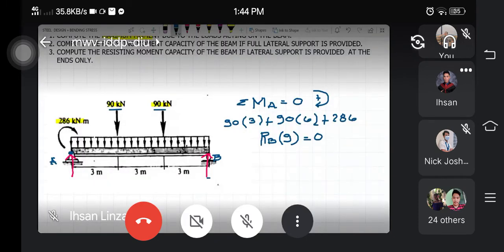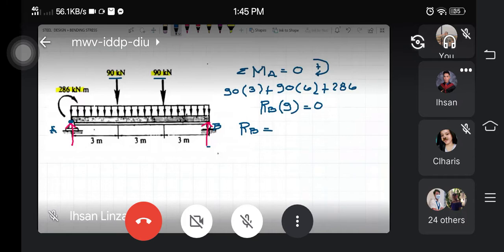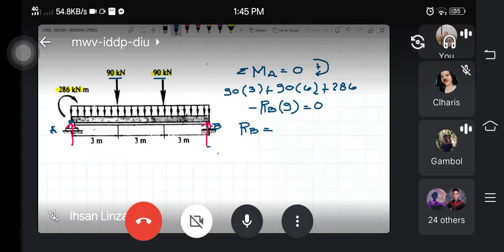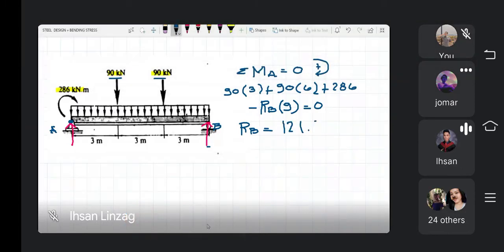So, what is RB? What is our RB, guys? The reaction at B. Sir, minus RB times 9 yun? Oo, sorry. 57.78. 121 naman sa akin, sir. 121.7. Sinong 121.78? Ayan, 121.78. This is in kilonewton.